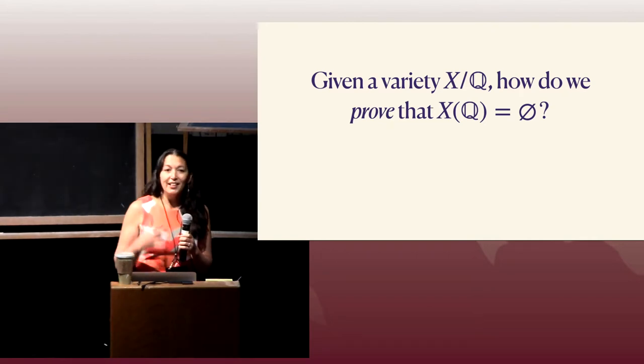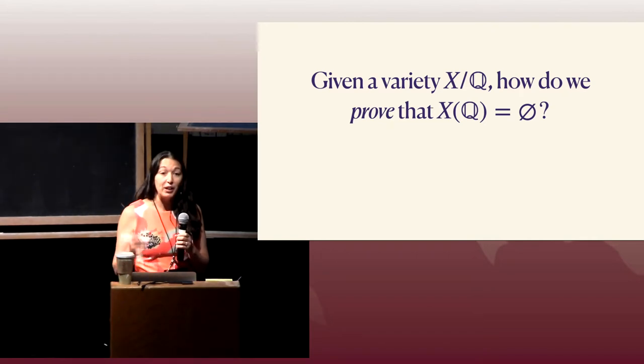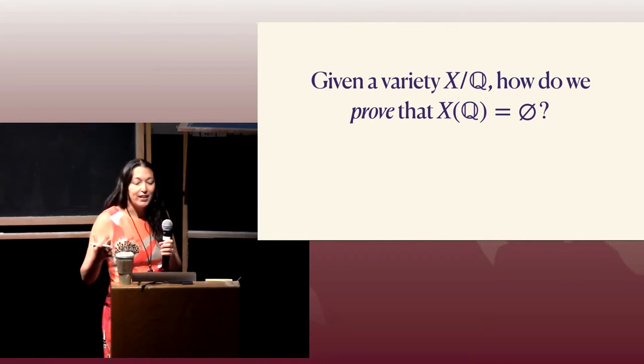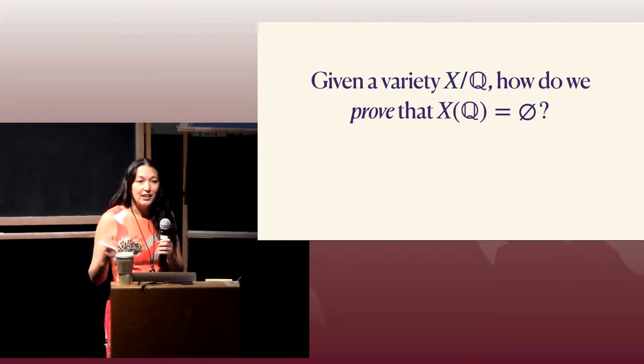So I am interested in rational points generally, but in this talk, we're focused mainly on this question. Okay, if you suspect that there are no points on your variety, how do you prove that there are no points? And this requires a fundamentally different approach than if you think there are points and you're going to go search for them.